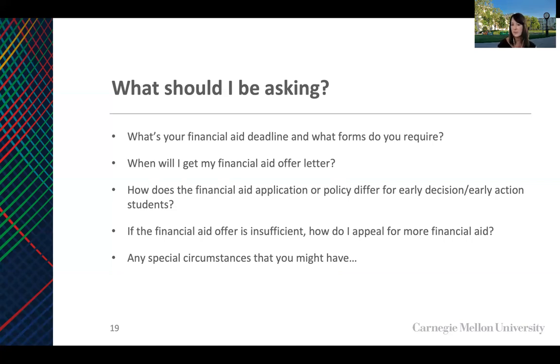And then again, any special circumstances that you may have with everything that's happening with COVID. Most schools have been pretty forthcoming with what they're doing with their special circumstances. And you should be able to find out that information by doing just a little research on their website.